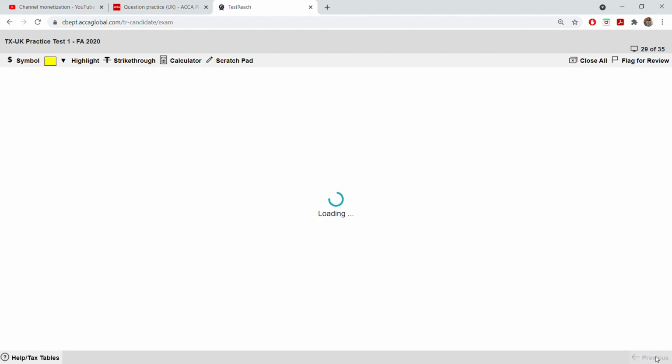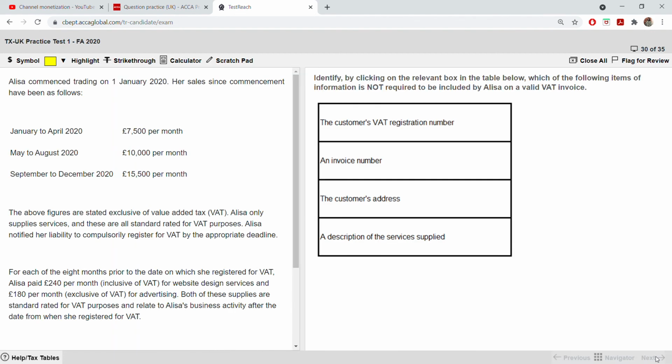Next. So this is the last question for section B. After this, we'll be heading on to section C, which I will be covering in part 3 of the video. Identify by clicking on the relevant box in the table below which of the following items of information is not required to be included by Alisa on a valid VAT invoice. You have to know what are the things to be included in a VAT invoice and what are the things not to be included.